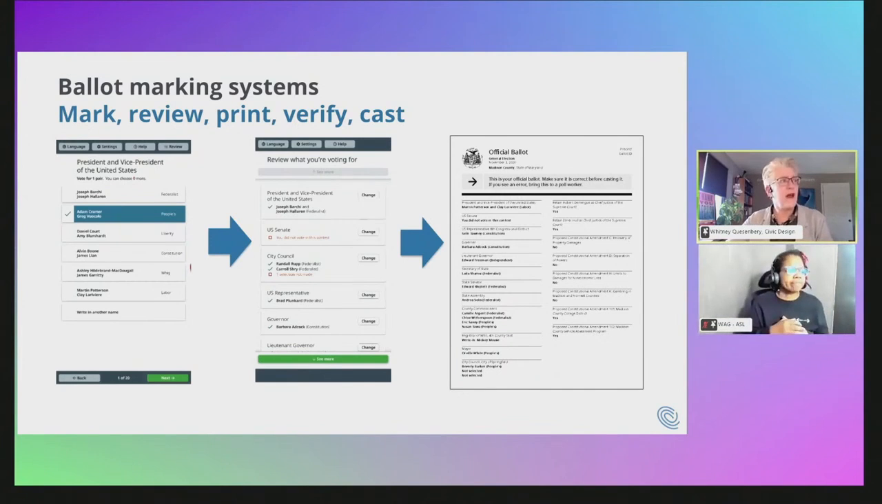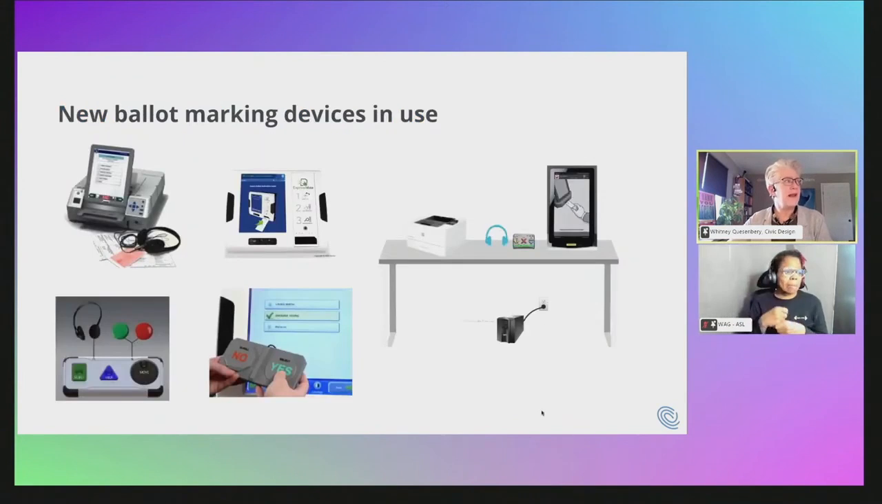And there are a lot of different models for them. So there's several vendors who make them, and they look a lot of different ways. I'll just sort of talk through them one by one. The one in the upper left corner is the original one. It's called the AutoMark. It's still in use in a lot of places. It's got the printer built in, so you can mark the ballot and print it out without having to touch the ballot.